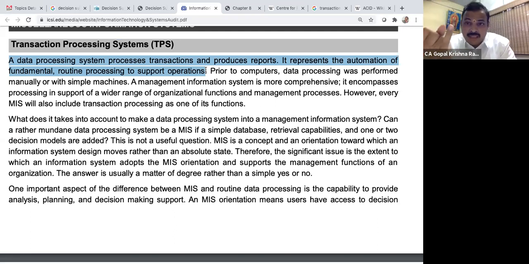ACID. Atomicity, consistency, isolation, durability. Now, what is durability? You open an account in bank, you deposit 1 lakh rupees. And after that, you don't do any transaction. No transaction first year, second year, third year, fourth year, fifth year, sixth year also no transaction. Seventh year you come back and you want to withdraw money.